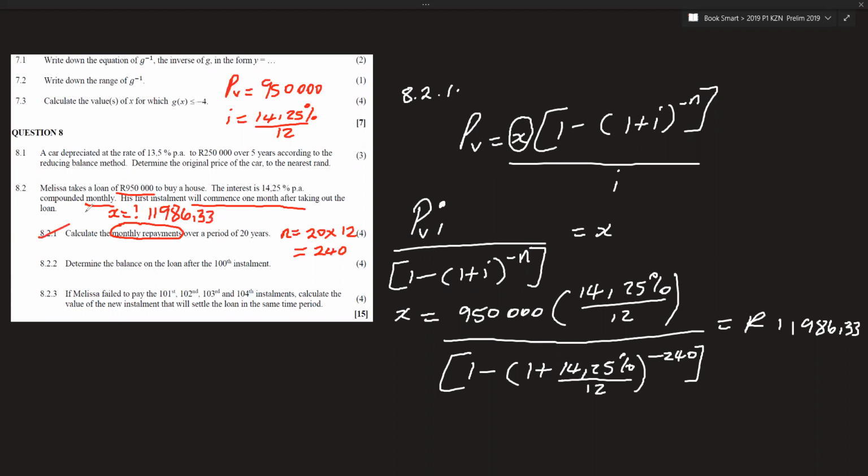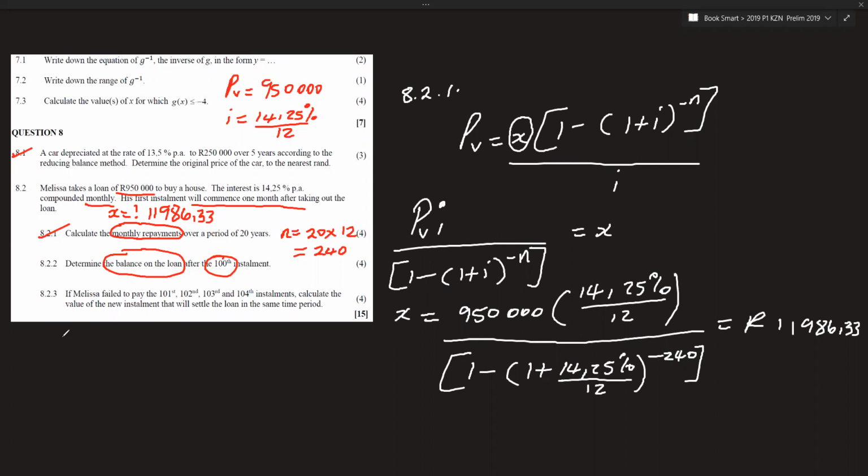11986.33. So we're done with that. Now they say determine the balance on the loan. So this is the outstanding balance. How much do you still owe after the 100th payment?